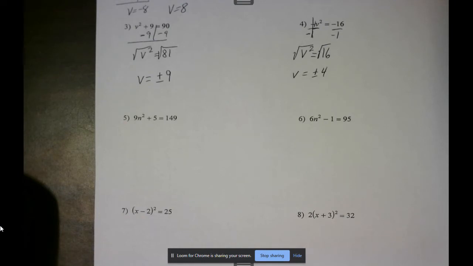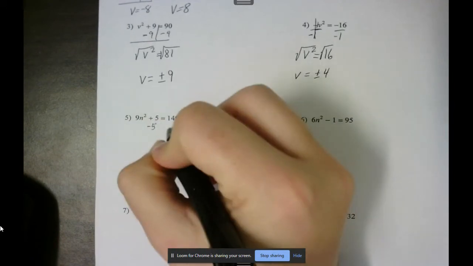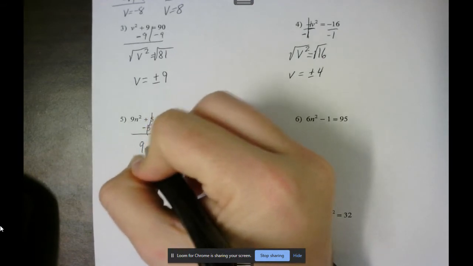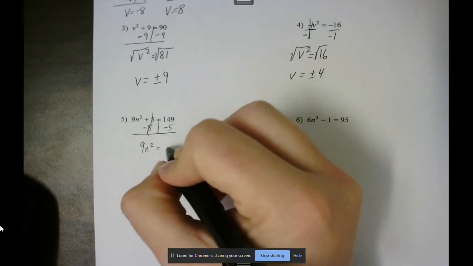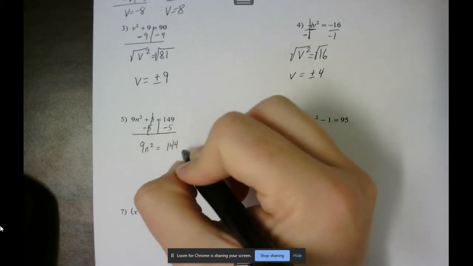All right, so tell me about number 5. The n squared is not by itself, is it? Okay, but this time we got two things over there with it. We have that plus 5 and we have that multiplication of 9. Which one of those do we have to move first? We have to undo that plus 5 first. That's what we're going to do. So subtract 5. That leaves me with 9n squared equals 149 minus 5, which would be what? 144. Thank you. All right, and then what's going to be my next step?